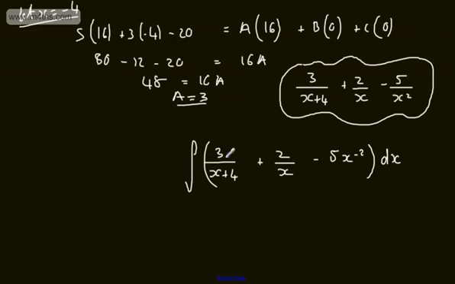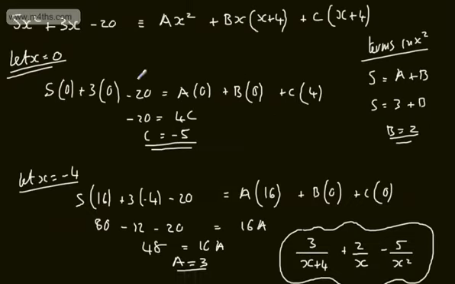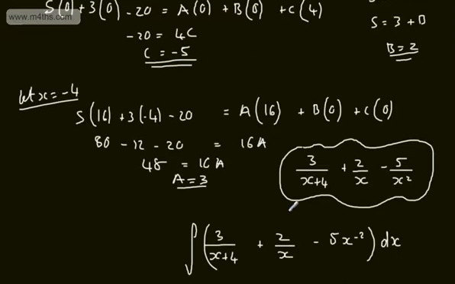This is going to give me a log function, and we could simply say this is 3 times the log of the modulus of x plus 4. This one is going to be plus 2 lots of the log of the modulus of x, and then raised by a power, divide by the new power, we're going to have plus 5 over x plus a constant. So I've gone from quite a tricky fraction right here to integrating partial fractions to get a fairly straightforward integral.